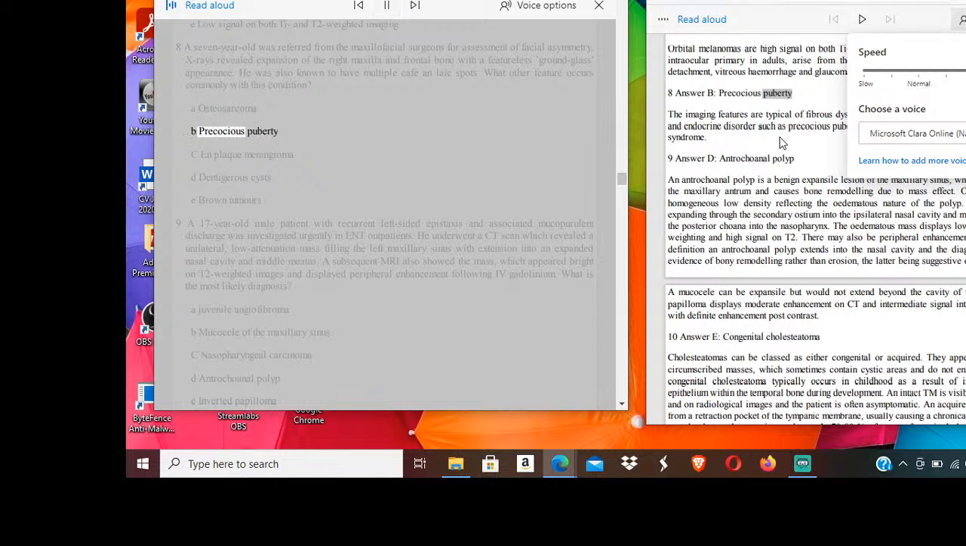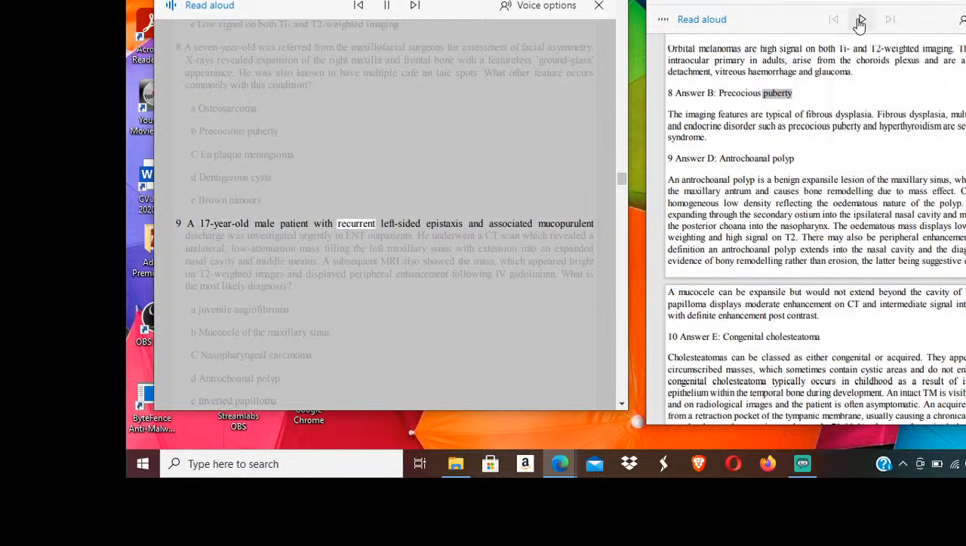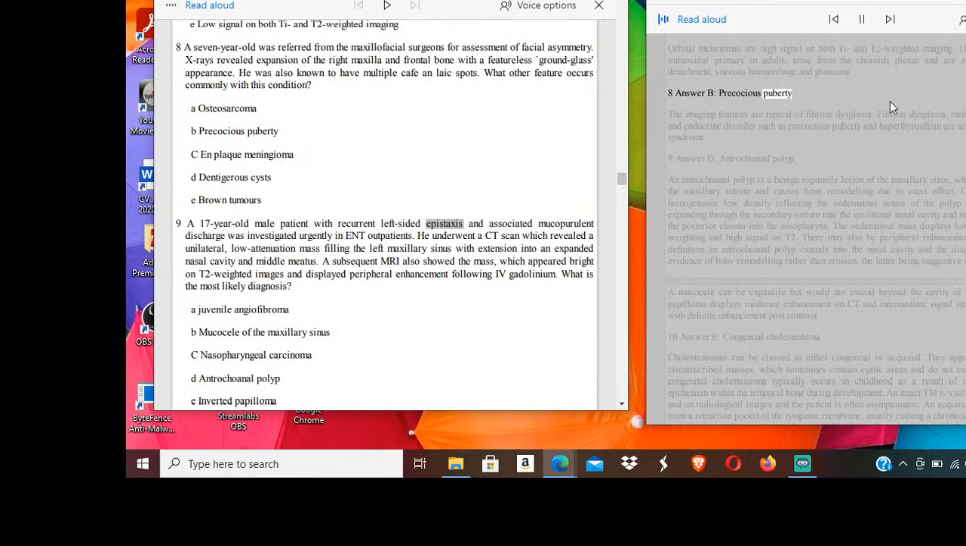A, osteosarcoma; B, precocious puberty; C, en plaque meningioma; D, dentigerous cysts; E, brown tumors. 9. A 17-year-old male patient with recurrent left-sided epistaxis. Puberty. The imaging features are typical of fibrous dysplasia. Fibrous dysplasia, multiple café au lait spots, and endocrine disorders such as precocious puberty and hyperthyroidism are seen in McCune-Albright syndrome.